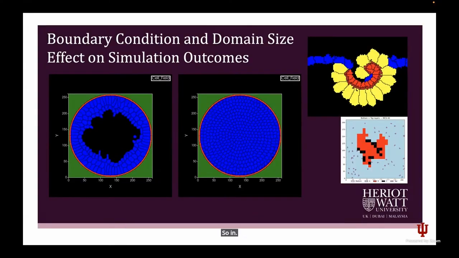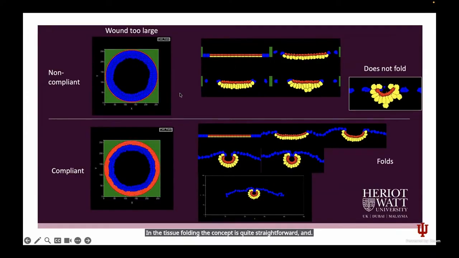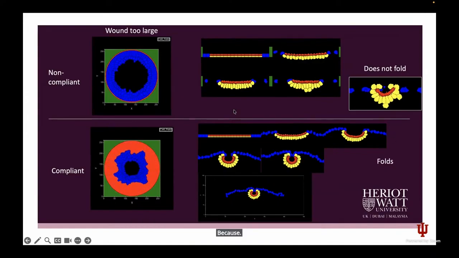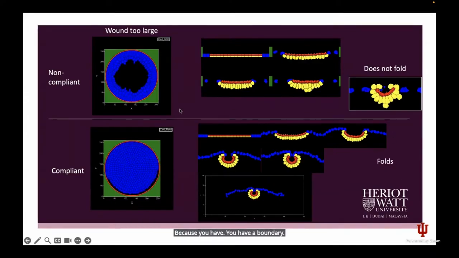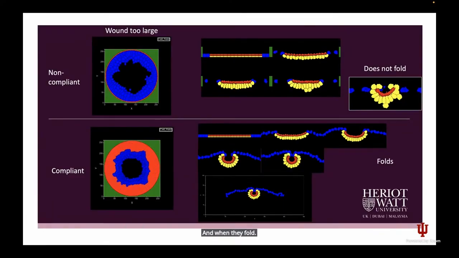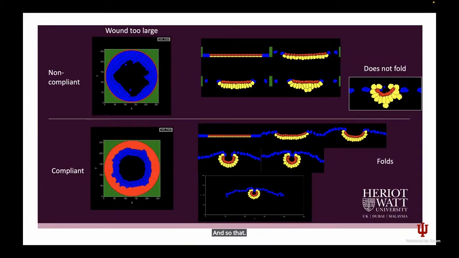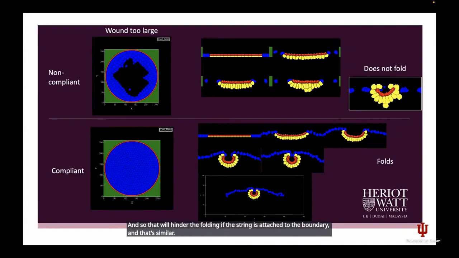So in the tissue folding, the concept is quite straightforward and the same as in the wound healing, because you have a boundary on the left and the right-hand side of the tissue folding simulation, and there's only really a string of cells. And when they fold, the blue cells in the simulation have to move in with the fold. So they can only stretch so much, and that will hinder the folding if the string is attached to the boundary. And that's similar to the non-compliant wound healing simulation.